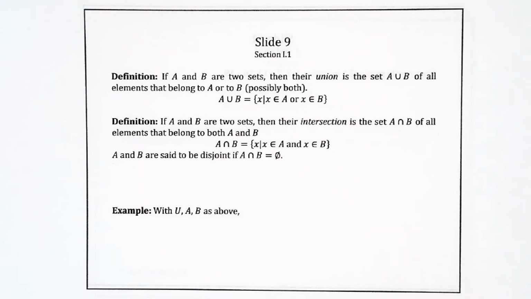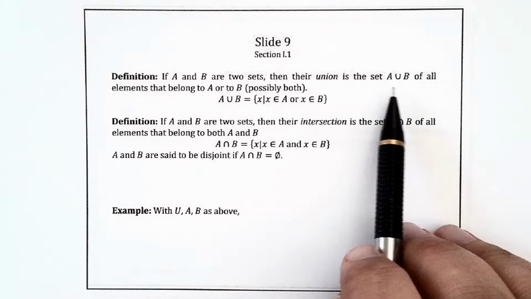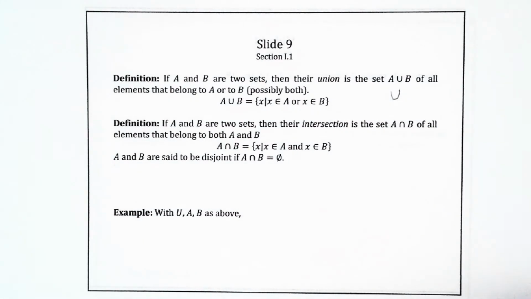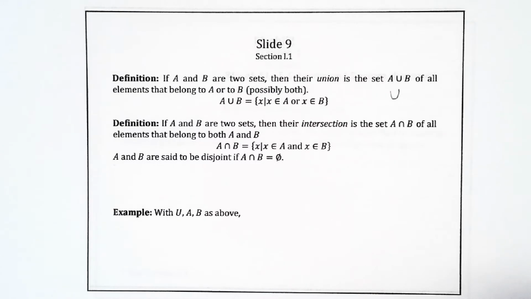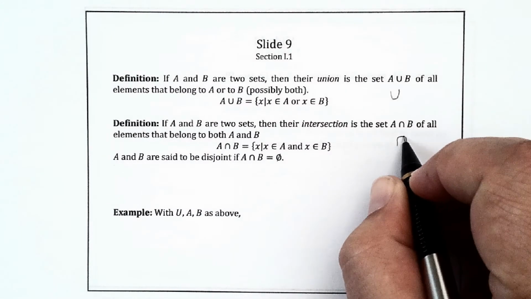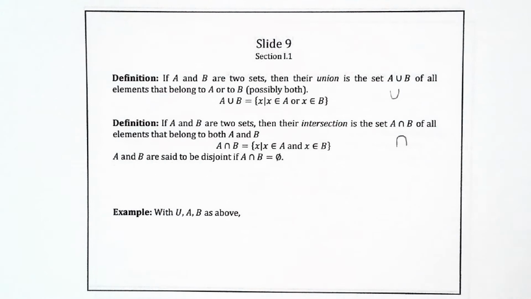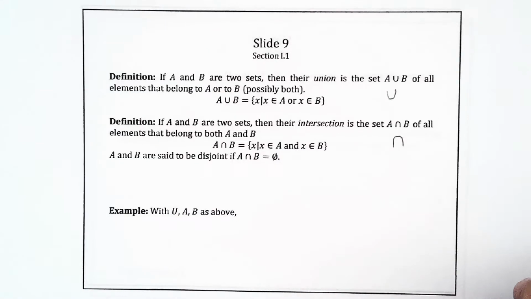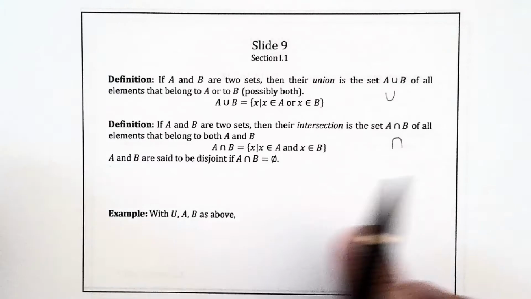If A and B are two sets, then their union is the set A union B. We use this kind of horseshoe looking thing, of all elements that belong to A or to B, possibly both. On the other hand, the intersection of the two sets, which we write using this upside down horseshoe shape, is the set of everything that belongs to both at once. And two sets are said to be disjoint if their intersection is the empty set, if they share nothing in common. Yes, let's draw Venn diagrams for these.